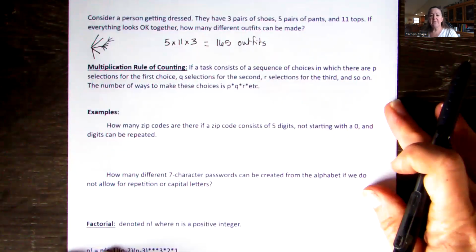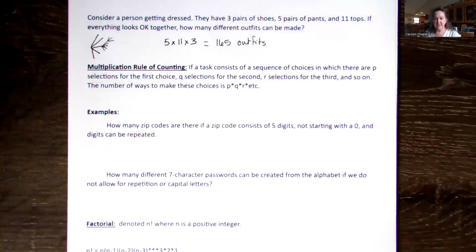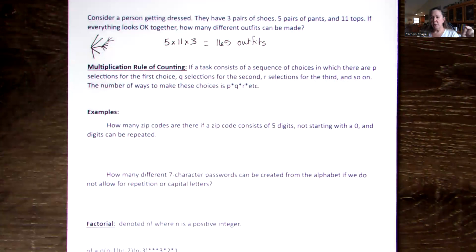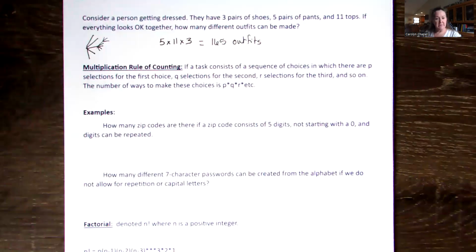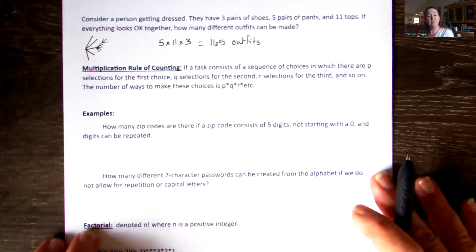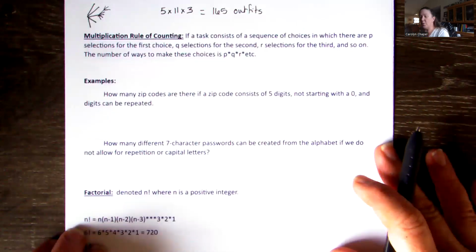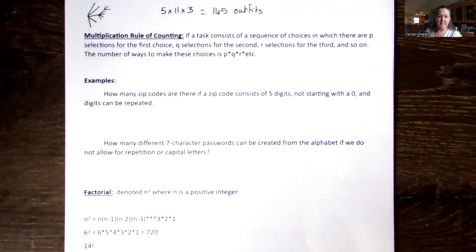All right, and that's where this leads to the multiplication rule of counting. It says if we have a task, which is a sequence of choices that we have to make, and there are P ways for the first choice, Q for the second, and R for the third, and so on, the way we can put them together, like in this case pants and tops and shoes, notice my word "and", we multiply. So let's do some examples and I'll walk through how I work through these problems.